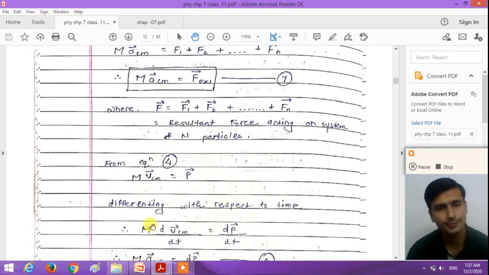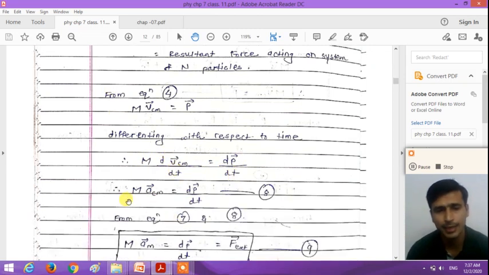So differentiating this equation with respect to time, M is the mass that remains constant with time, we take it out of the differentiation. So M into dVCM by dt is equal to dP by dt. Here dVCM by dt is the ACM. M into ACM is equal to dP by dt. So the rate of change of total linear momentum is equal to the product of mass into the acceleration of the center of mass, right?